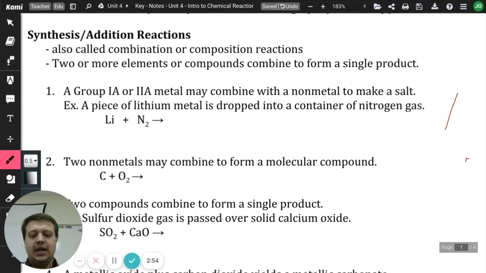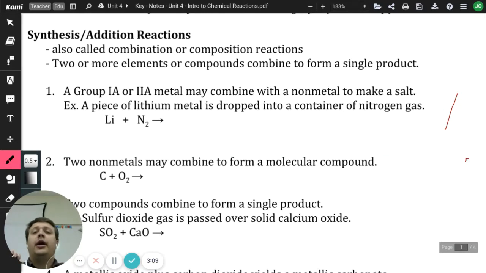which just means group 1 or 2 on the periodic table, may combine with a nonmetal to make a salt. Remember, any ionic compound is classified as a salt, right? So we've got a metal and a nonmetal, we're combining them and we are making salt.